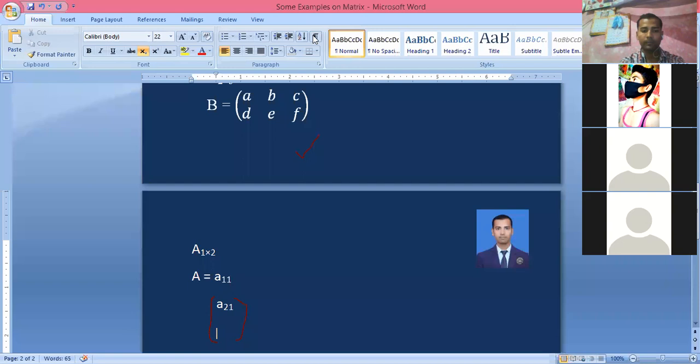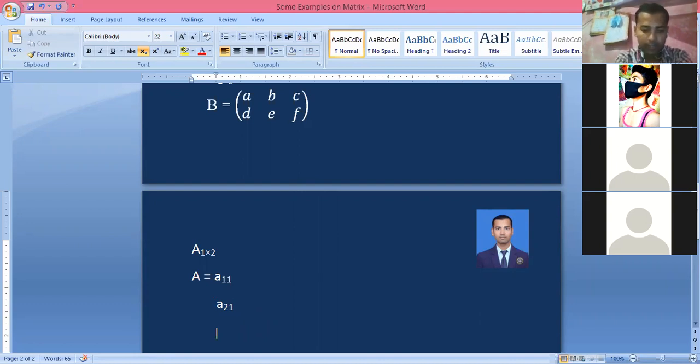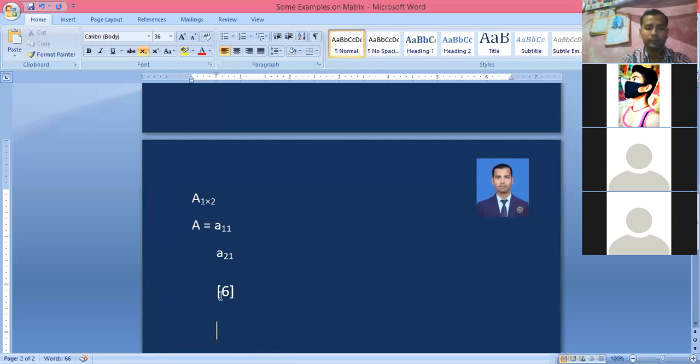Suppose you have been given this here. You have given in the first, that is 6. You may have confusion in writing the name of the matrix and the order of the matrix. So what would be the order of the matrix? Will you write the order of the matrix?